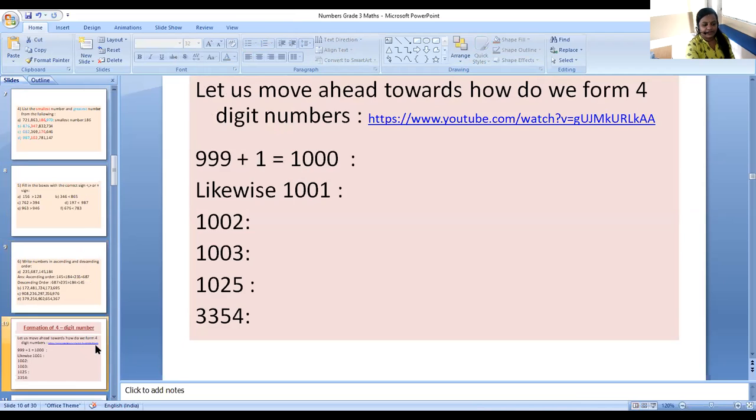Yes. So the next part we have is to form the 4-digit number. So before moving to this, let me show you a short video about the formation of the greatest or smallest 4-digit number.